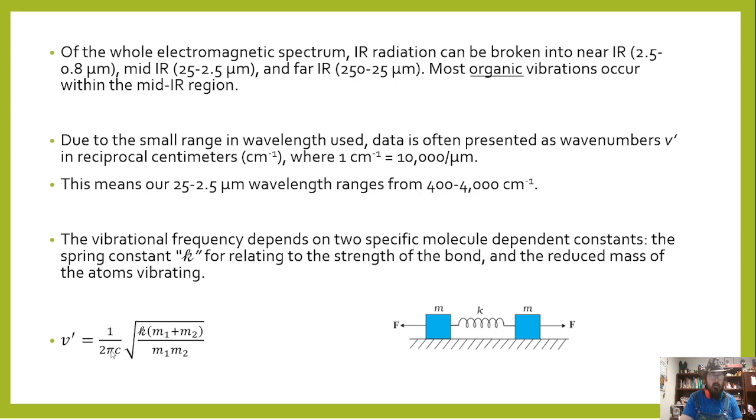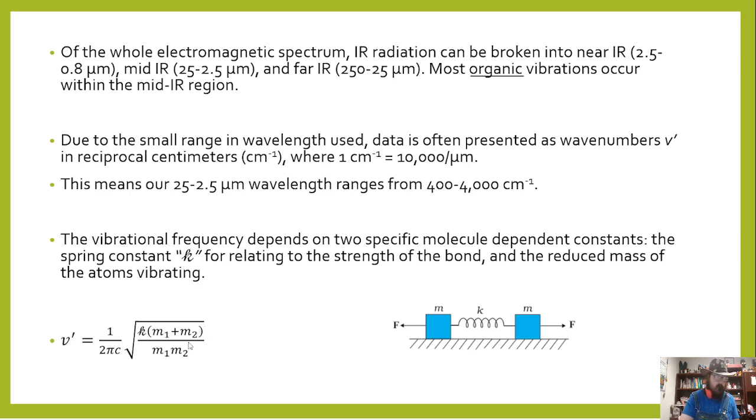So they take the square root, and then it's also divided by a factor of 2 pi c, where c is the speed of light. That will give us our frequencies. So that is how every single frequency is determined. This stretch occurs at this particular frequency based on the masses of the atoms involved and the spring constant between them.